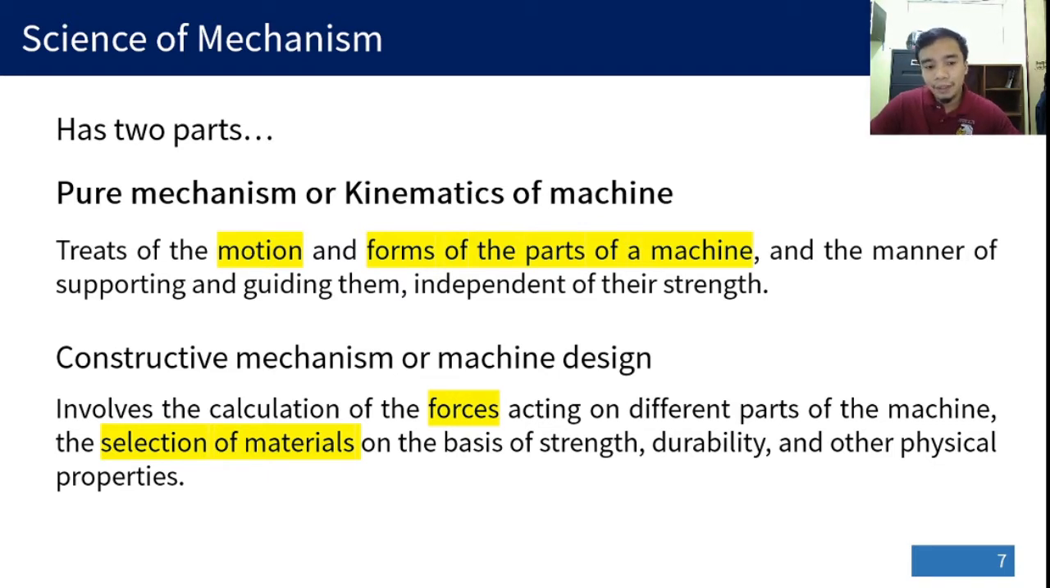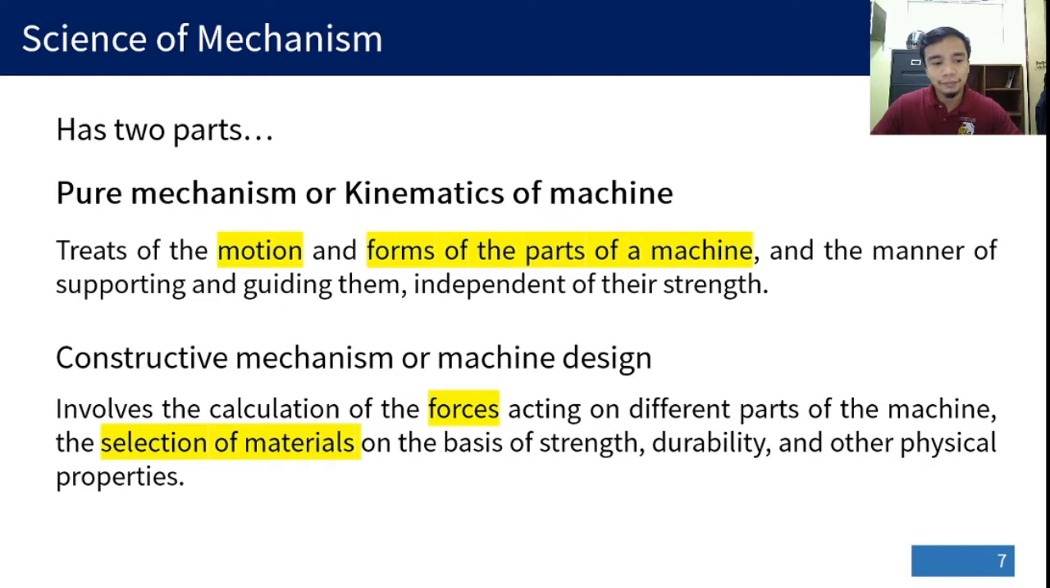And further, since we are involving forces, it also includes the selection of materials, where the basis is strength, durability, and other physical properties of that material. So we can see that in the two parts of the science of mechanism, kinematics does not involve strength. There are no forces involved. Even the selection of materials is beyond the scope of the study of kinematics.